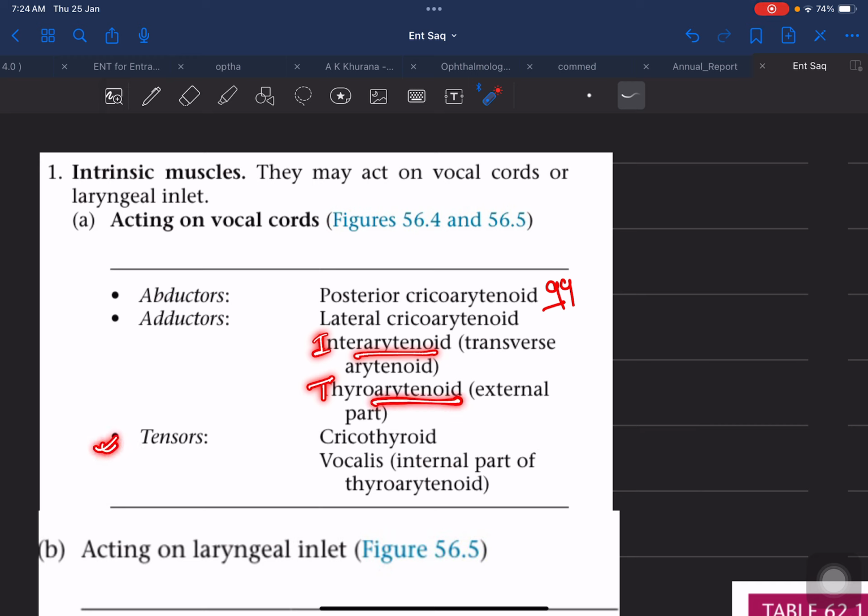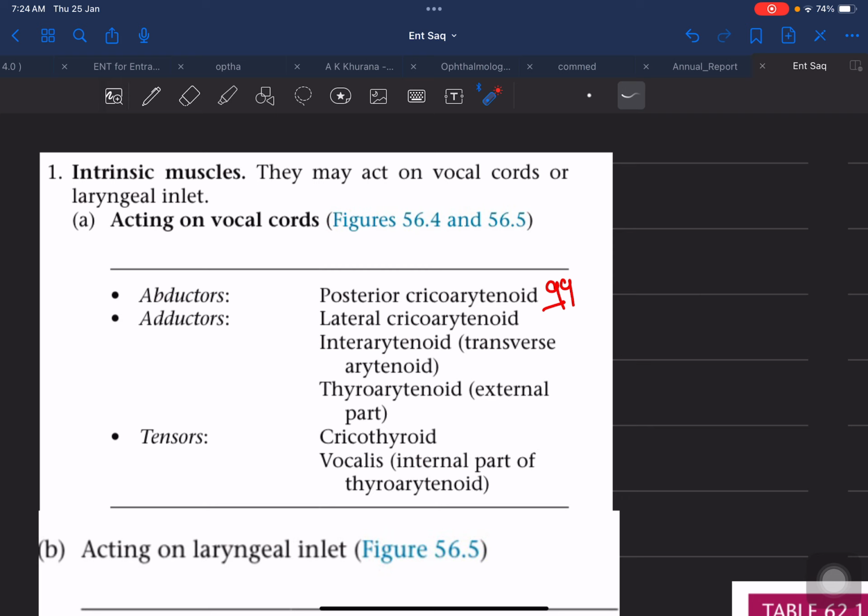Similarly, the tensors are the cricothyroid. It is asked several times which of the following is the tensor of the vocal cord, and we need to take cricothyroid. Another is the vocalis, the interior part of the thyroarytenoid.